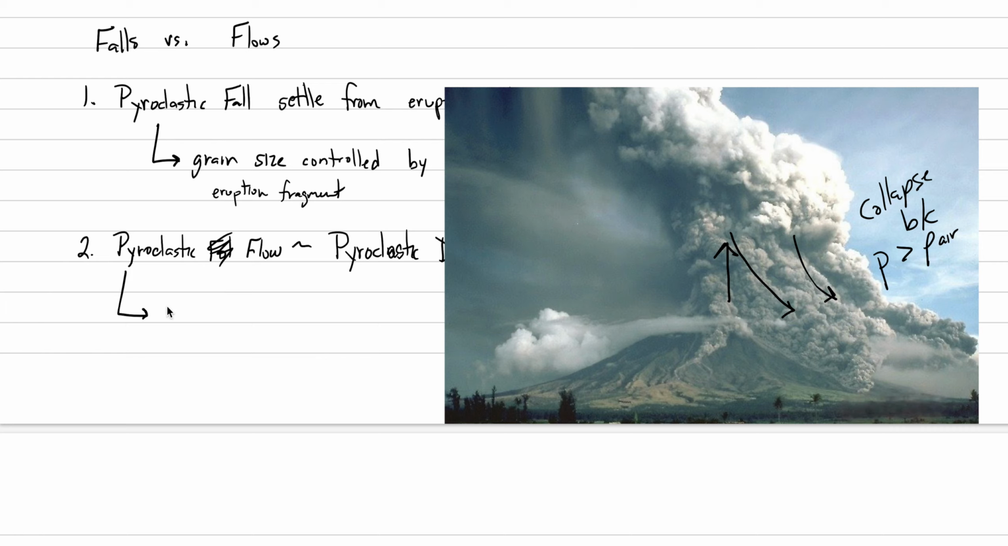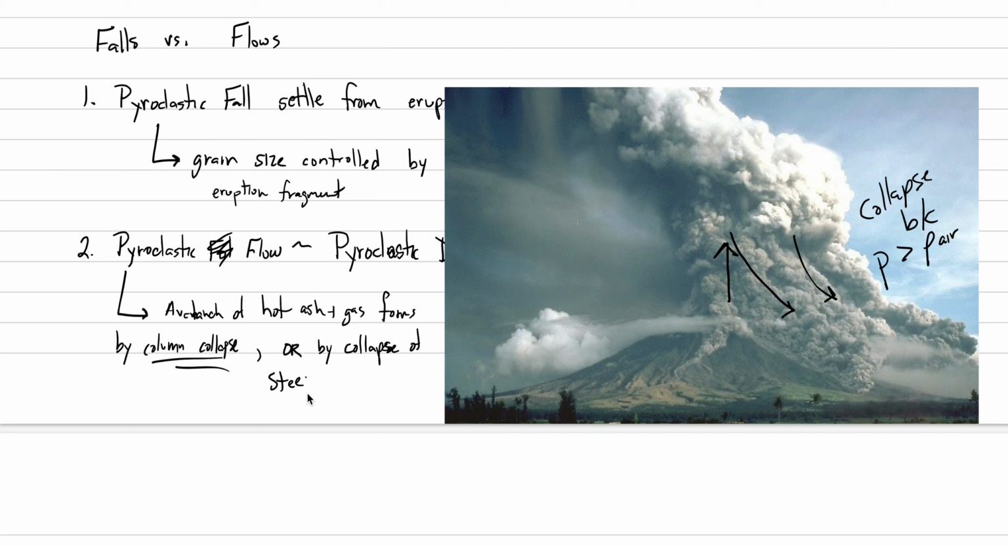So let's say something like this. Let's say this is an avalanche of hot ash and gas that forms by column collapse. That's the primary mechanism for how you produce a PDC. However, if you go to the last few lectures about silicic lava domes, and if there is an oversteepened edge of a lava dome and that collapses, that also makes a PDC. So we're also going to have a second mechanism here that connects back to effusive lecture, and we could say, or by collapse of steep lava dome. Those are the two ways to make a PDC.